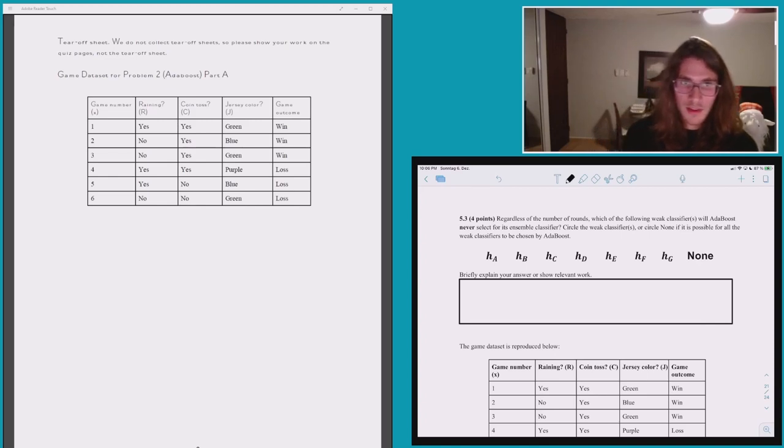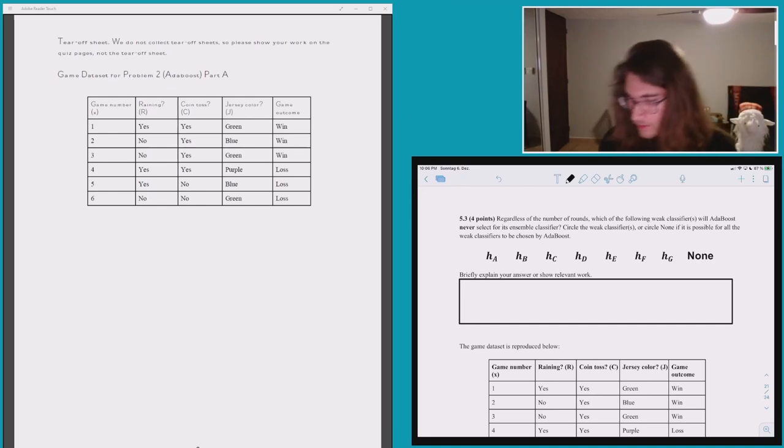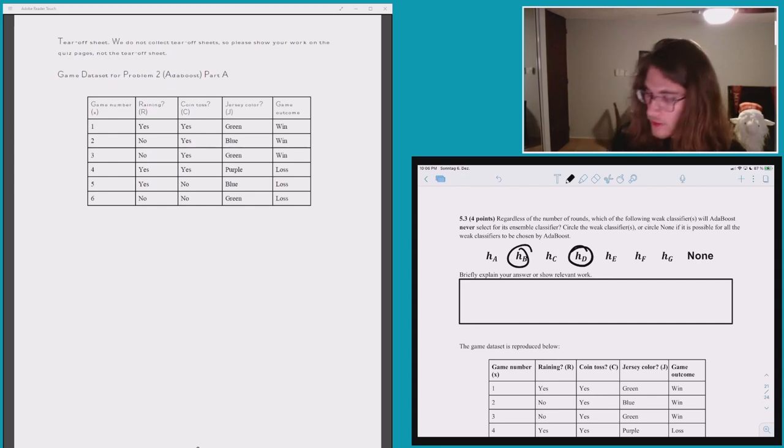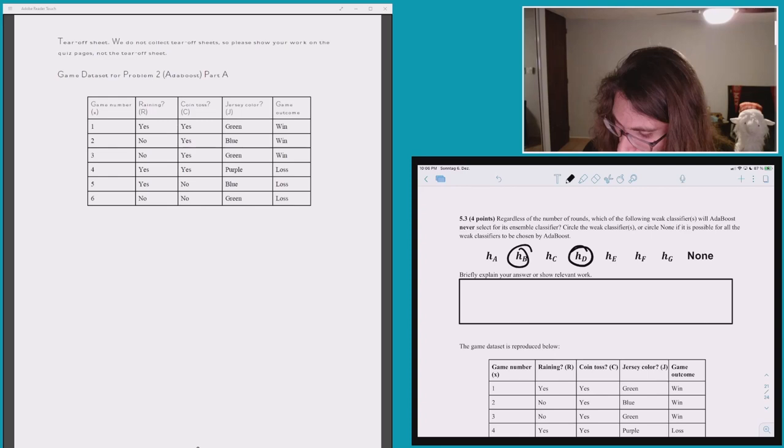And now we're asked, which classifiers will never be selected for this ensemble classifier? And this one is actually an easy one because it's B and D, and I'll say why. The reason is the error rate of classifier A is going to be equal to 1 minus the error rate of classifier B. And the same is true for the other pair. The error rate of C is equal to 1 minus the error rate of D.